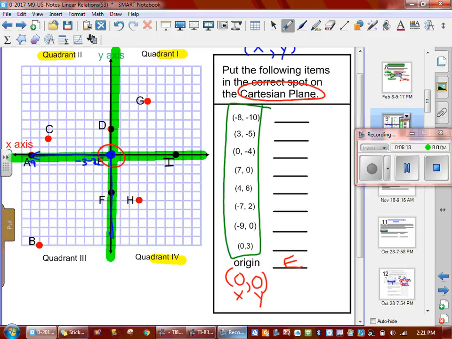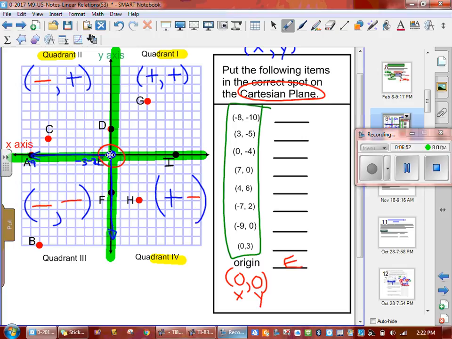So let's take a look at the quadrants. Quadrant 1 will always be a positive and a positive. Quadrant 2 is going to have a negative X, but a positive Y. Quadrant 3 is going to have a negative X and a negative Y. And quadrant 4 is going to have a positive X, but a negative Y. Those are the ways the quadrants work with their signs.